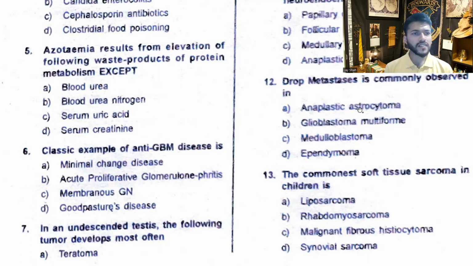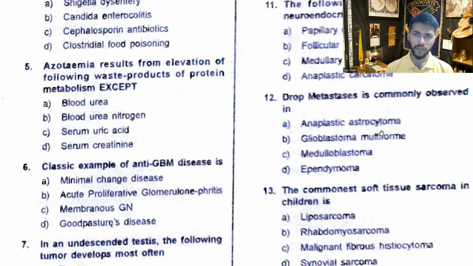Now see, drop metastasis means your cells are disseminated via CSF. So if there's a cerebellar neoplasm, it is more likely to be metastasized via CSF. So the answer is medulloblastoma. Medulloblastoma is a tumor of your cerebellum.